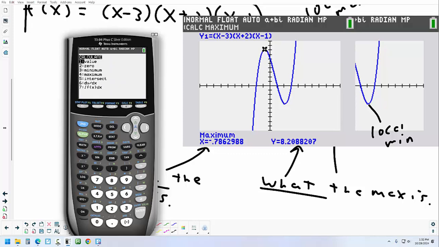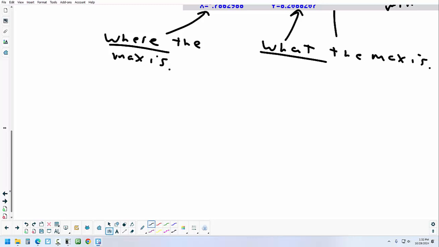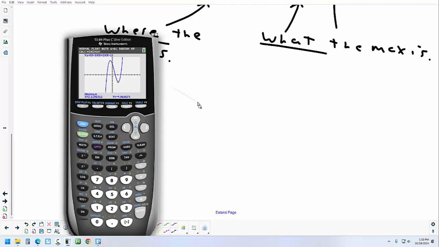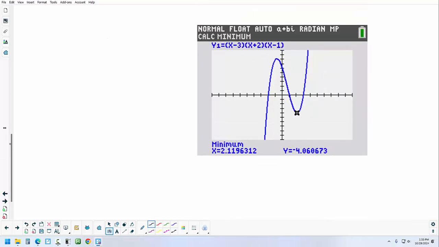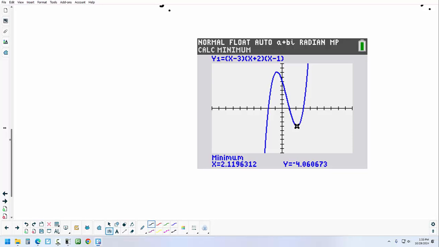Yep, second calc, minimum. So move your cursor to the left, go to the right, do your guess. Okay, let's put that one down here. So what if the question was, what is the minimum value in that area? That is negative 4.06. That is as low as the graph goes.